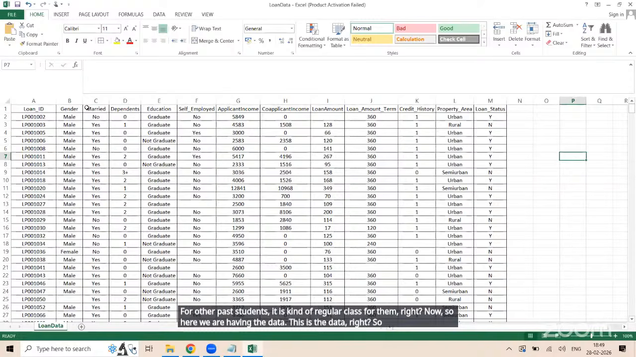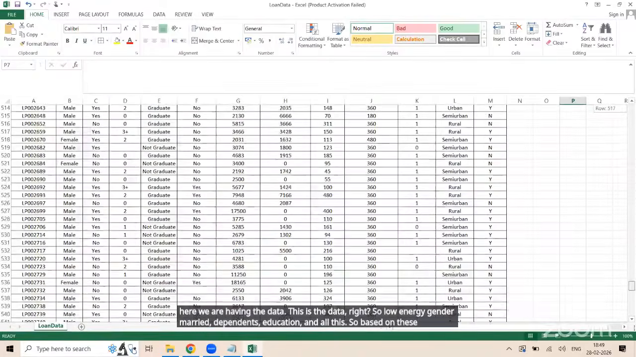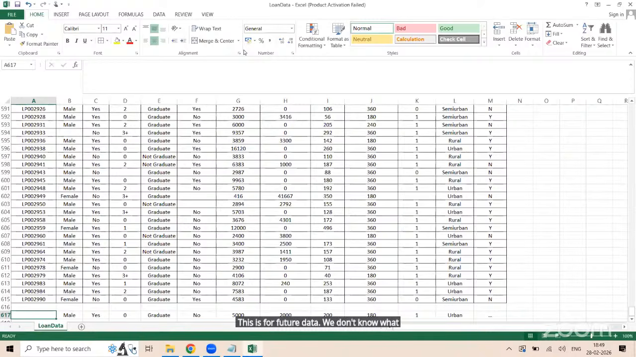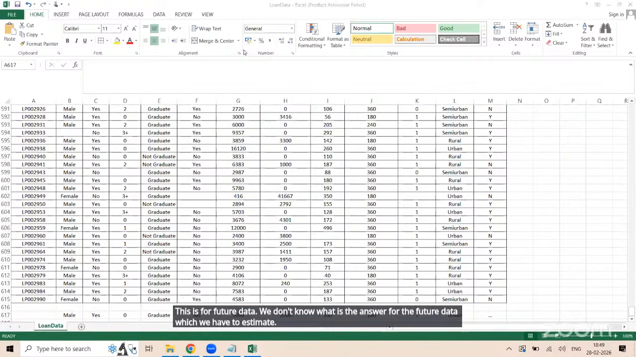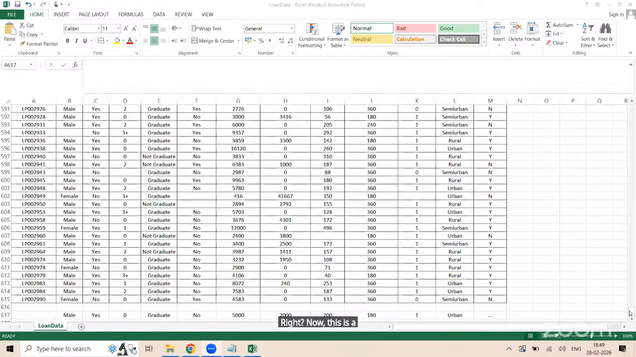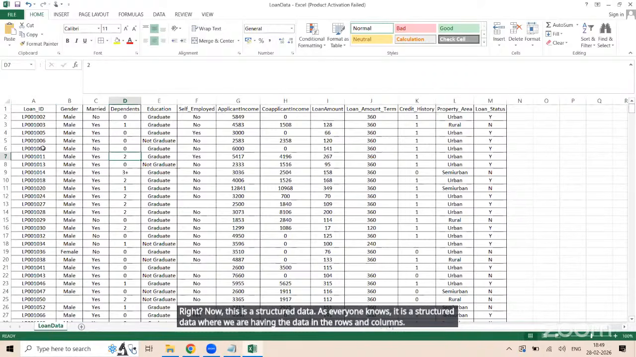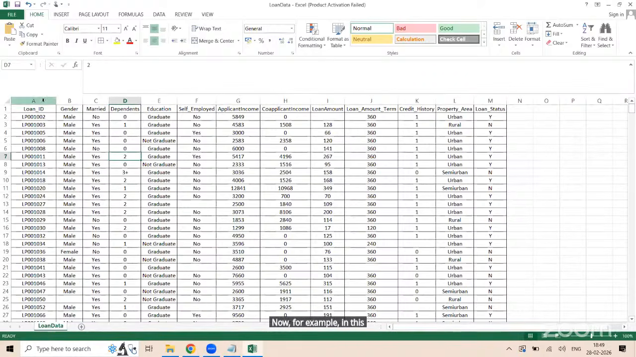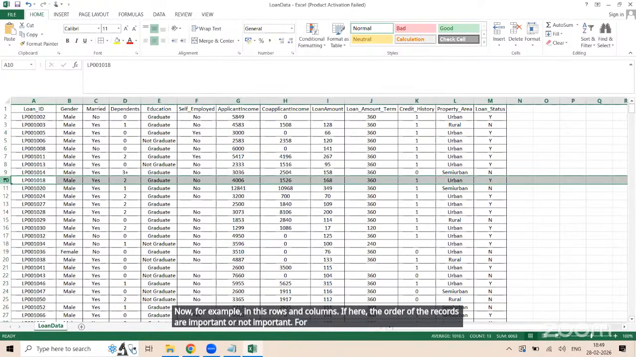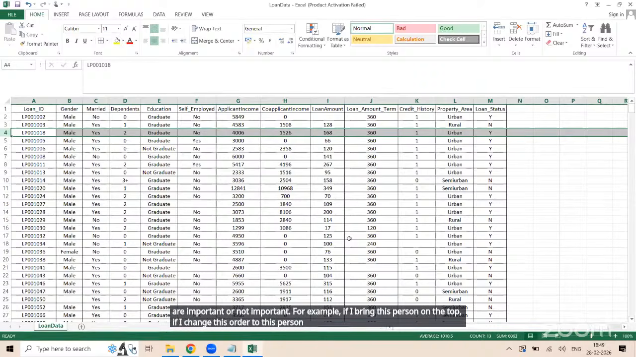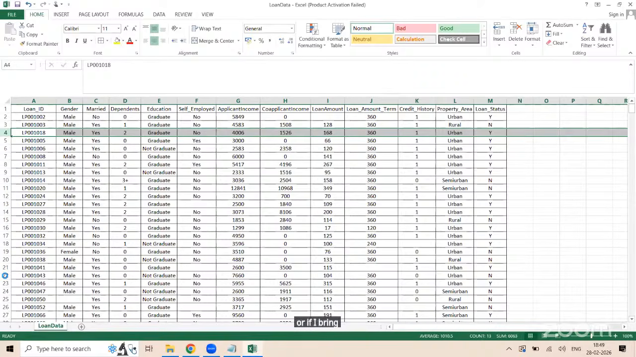So loan ID, gender, married, dependents, education, and all this. Based on these parameters, we have to estimate for the future data. We don't know the answer for the future data, which we have to estimate. Now, this is structured data, where we have the data in rows and columns. In these rows and columns, is the order of the records important or not? For example, if I bring this person to the top, if I change this order, is there any problem? Or if I bring this person to this position, is there any problem?